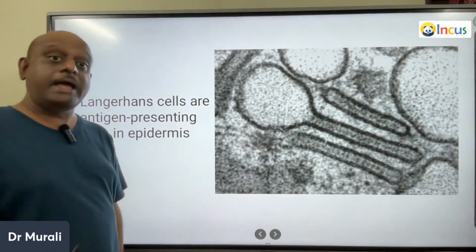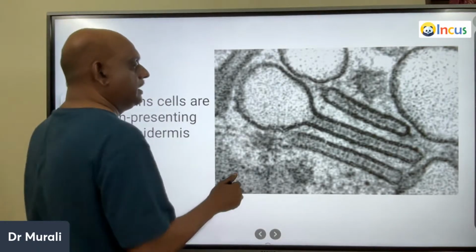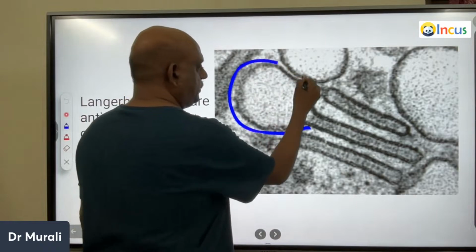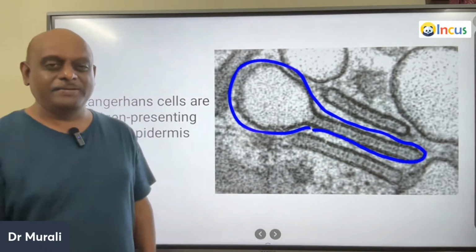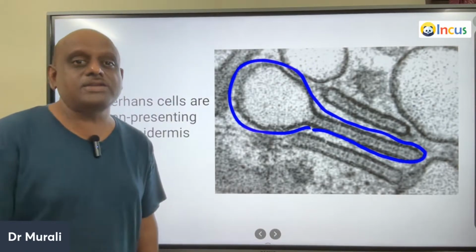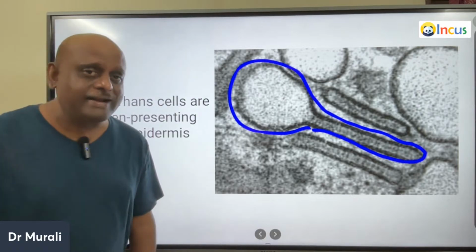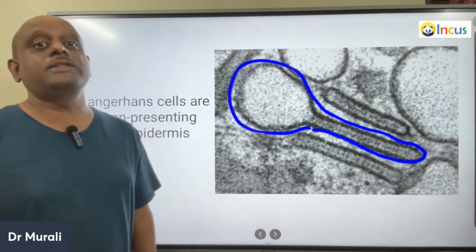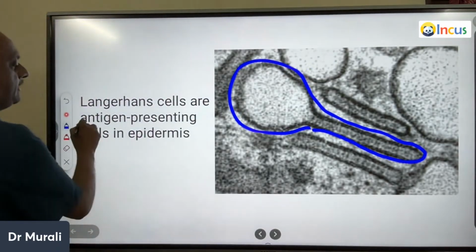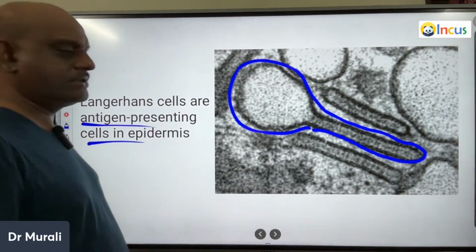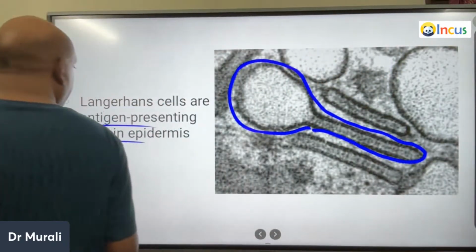Then these are the Langerhans cells. Whenever you get Langerhans cell histiocytosis, how do you identify? Whenever you do the electron microscopy, a Langerhans cell looks like a tennis racket appearance, and we find Birbeck granules, which is classical of Langerhans cell histiocytosis. Normally, Langerhans cells are phagocytic antigen-presenting cells in the epidermis is what you should remember.